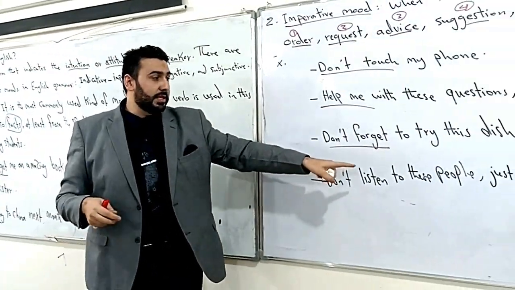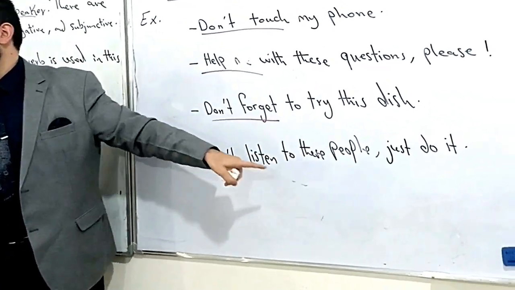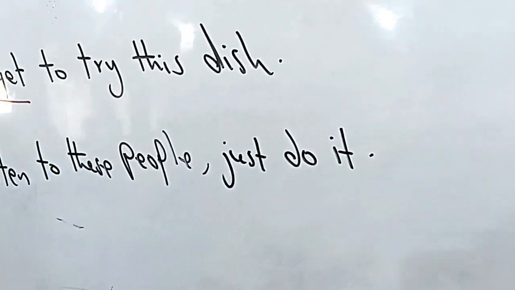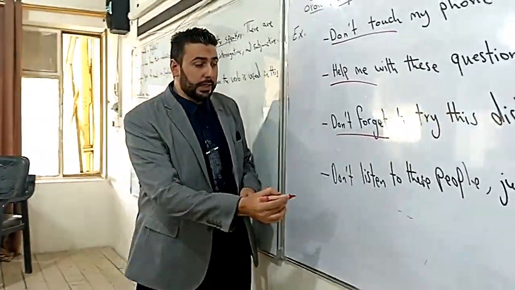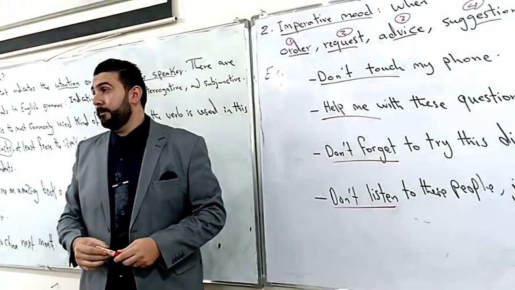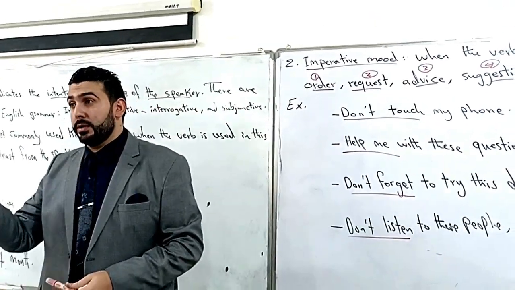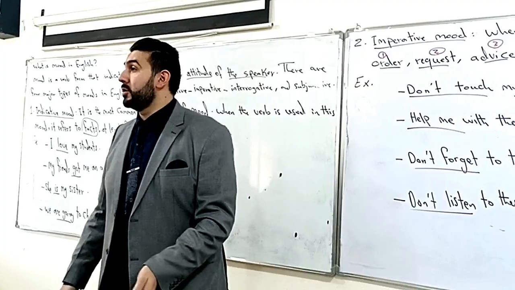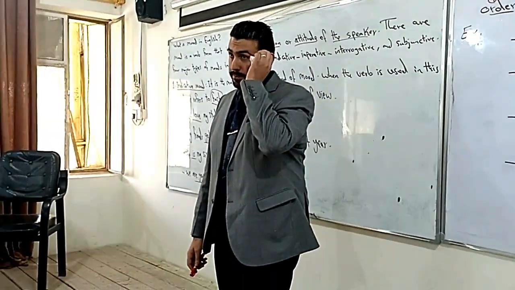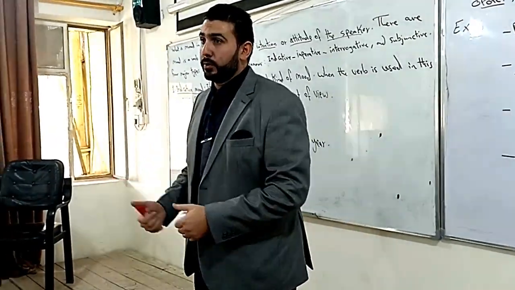Yes, we have, don't listen to these people. Just do it. يعني نسويها ونستمع للناس. Here we have, don't listen, لا تستمع, يعني imperative mood صيغة الأمر. Don't listen to these people. Just do it. Okay, هسه نكمل النوعين اللي بكن عندنا.